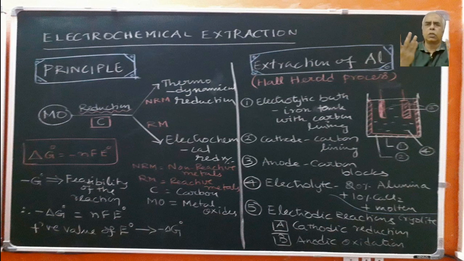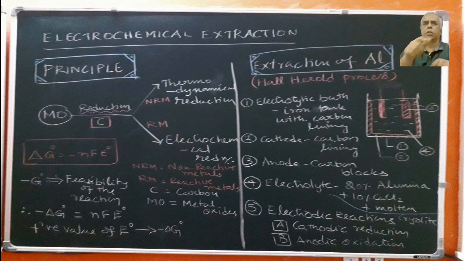Electrolyte can be an acid or base or salt, that is in solution form or in molten form, but the condition is it should conduct electricity. So in this case, what is the electrolyte? 20% alumina, 10% calcium chloride solution, and then you have to add the molten cryolite. So with all this, we make up the electrolyte and the electrolytic bath. It's called the electrolytic bath.